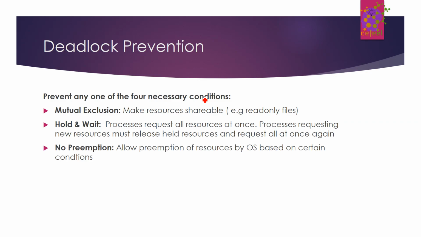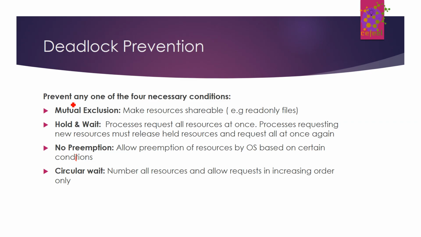The third condition is no preemption. To avoid this condition, we have to grant authority to the OS so that it is able to preempt the resources based on certain conditions. It's possible that this might lead to greater losses of the work done, but in a way, if we grant authority to the OS so that it can preempt the resources and deallocate them from the processes, we can avoid this condition and hence the deadlock.